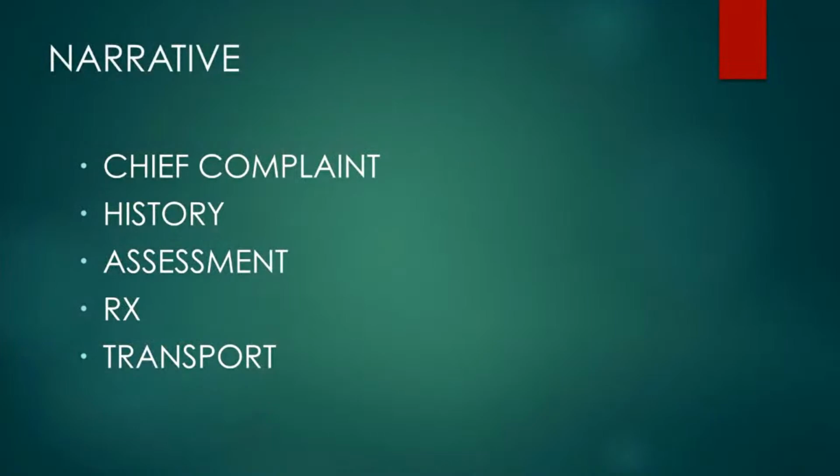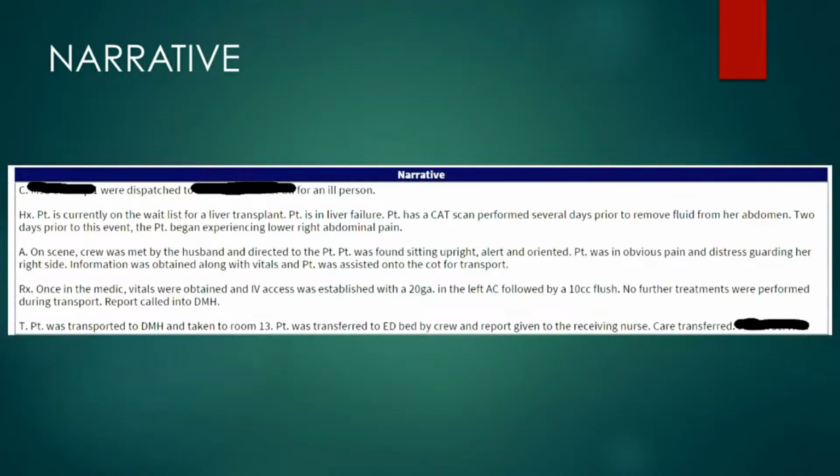When you're writing a narrative, we recommend the CHART method, right? The chief complaint, history, assessment, treatment, and transport. It does not need to necessarily be bulleted. Here's an example. The bulleted method does make it very simple to read and breaks things up, but you can do it in a paragraph format. All that information just has to be there.